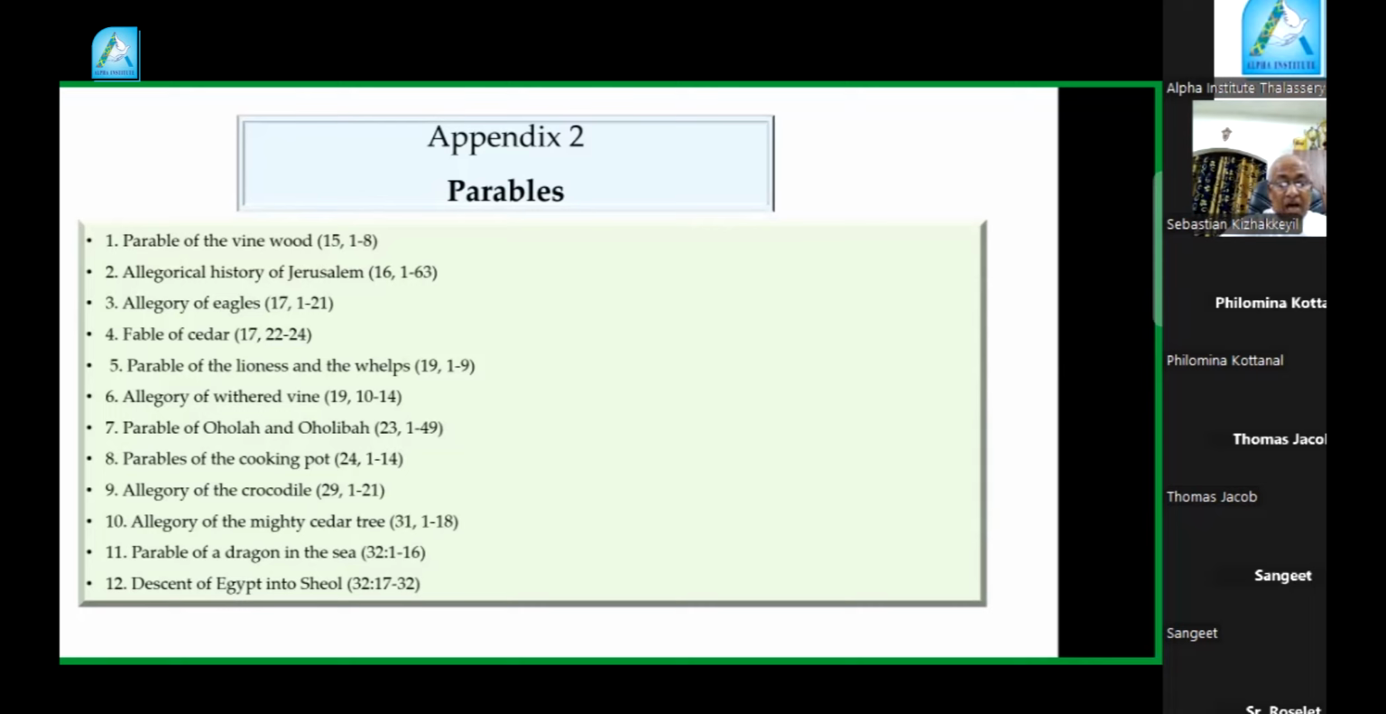Then we have the allegorical history of Jerusalem, chapter 16, 1 to 63. It's a big chapter, an allegorical history. In an allegory, he is saying it like a story. He says Israel or Jerusalem was like a newborn child, abandoned in the open space. Yahweh took care of her and brought her up as a beautiful young woman. And when she was of marriageable age, Yahweh married her.